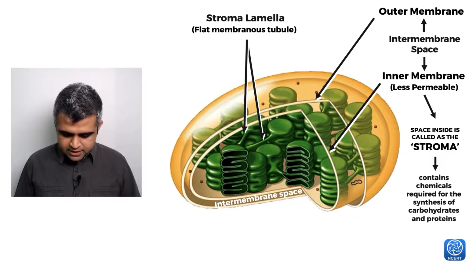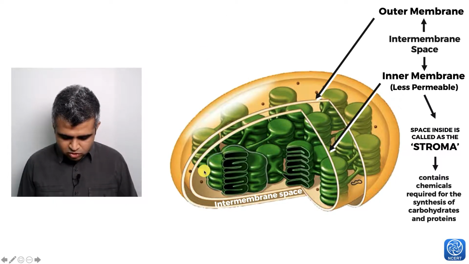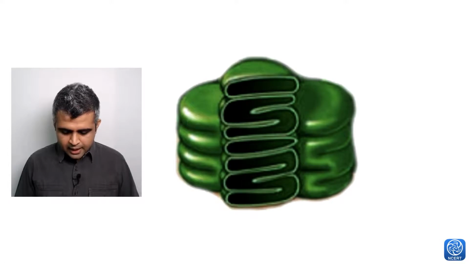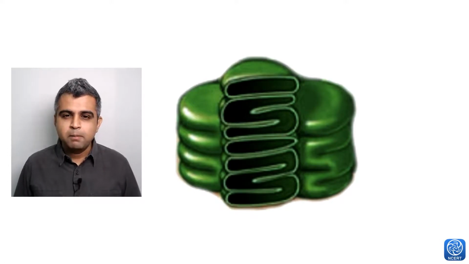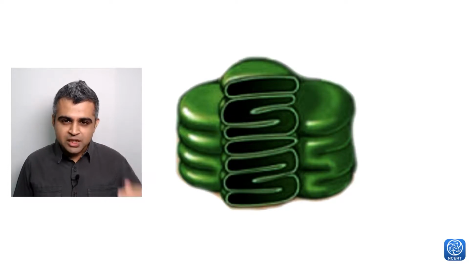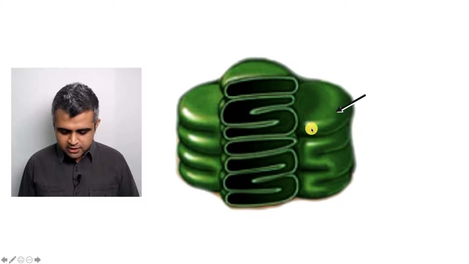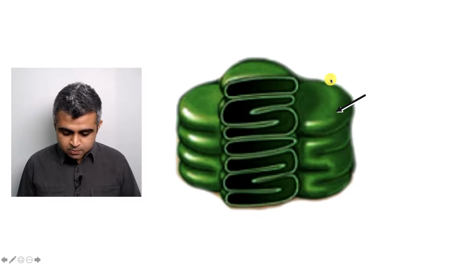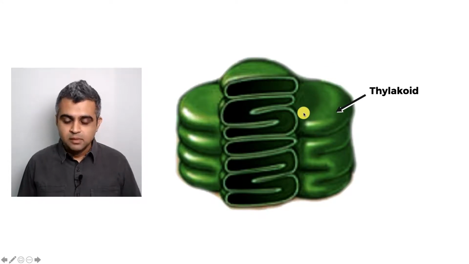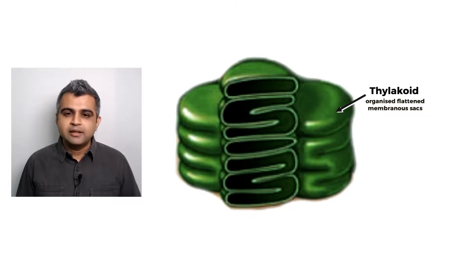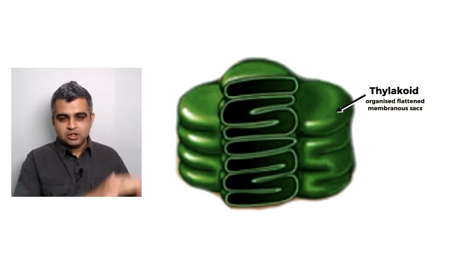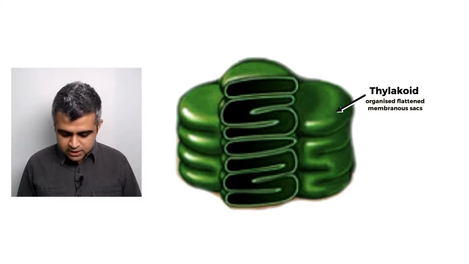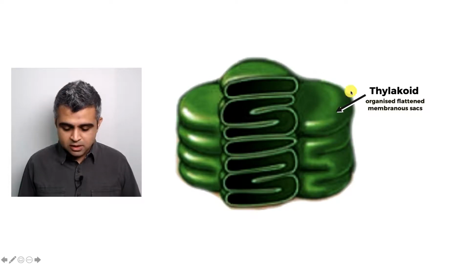Now let's have a look inside the stroma and let's see what these structures are which you see here. I'm just going to magnify this part now. And this looks like pouches which are stacked one on top of the other. You can see here that there is this pouch like structure. Can you see this pouch like structure here? Now this pouch like structure, thylakos, do you remember that? This pouch like structure is called a thylakoid. So a thylakoid is an organized flattened membranous sac. It is basically a flat pouch, a flat bag.